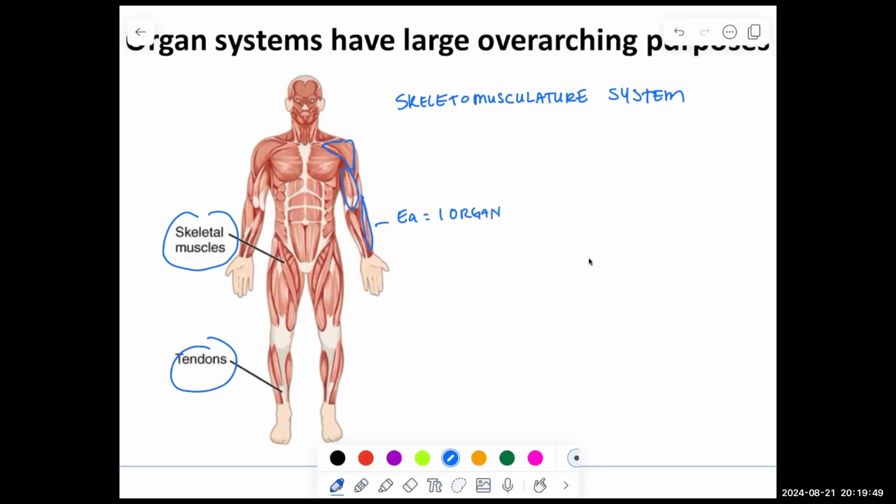How about this question? What is your skeletal muscular system for? What does it do? Movement. We have to be careful with the word movement because there's actually multiple things it can do. One of the things is locomotion. That is literally moving things, like moving yourself from one location to the other.